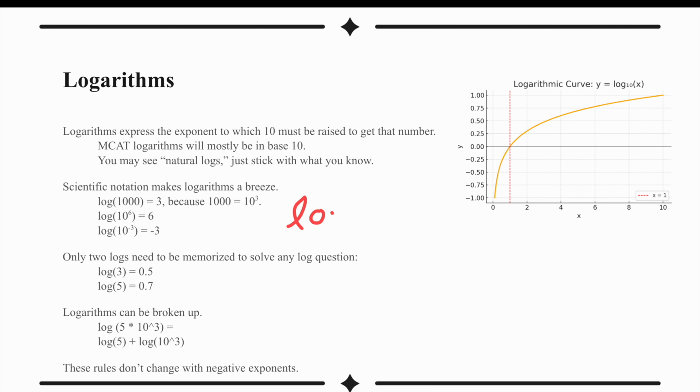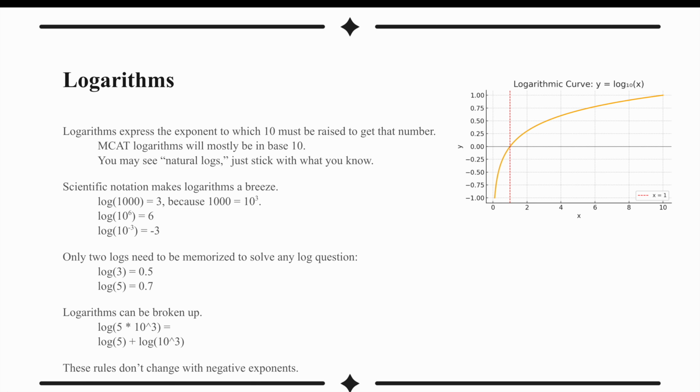So if you were asked to find the logarithm of 100, you could just rewrite 100 into 10 to the power of 2, and then you'll know that the logarithm of 100 is equal to 2. It's as easy as that. In order to solve any logarithm question, you only need to memorize 2 logs. Log of 3, which is 0.5, and log of 5, which is 0.7.